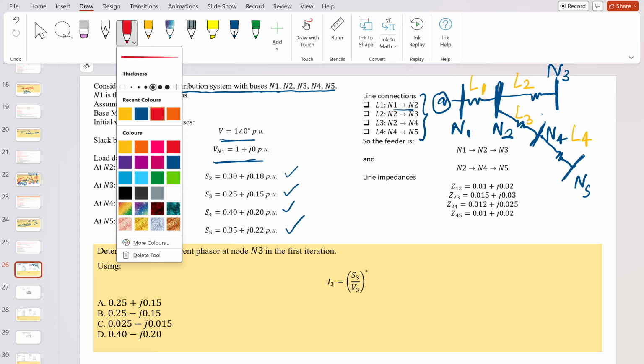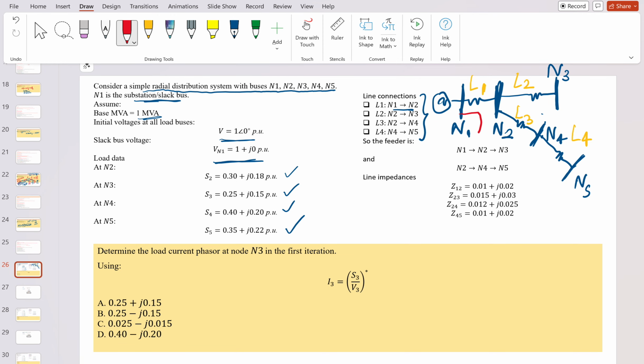So the loads are also connected. Suppose this is the load. This is connected at N2, N3, N4, N5. So there is no load at N1. There is a load at N2 here, a load at N3, a load at N4, and a load at N5. Okay.